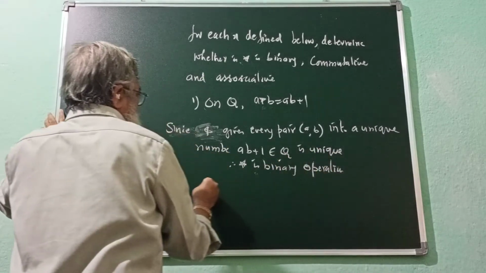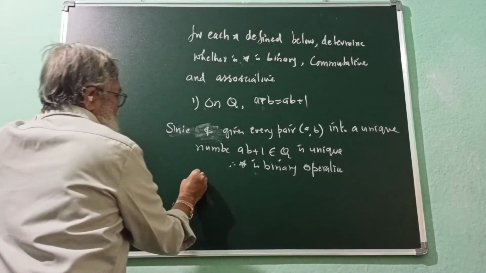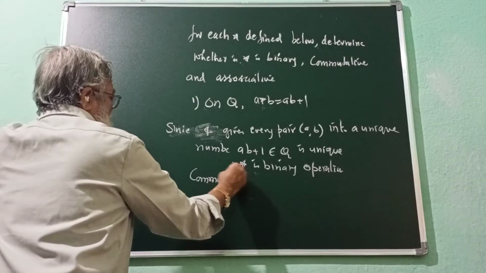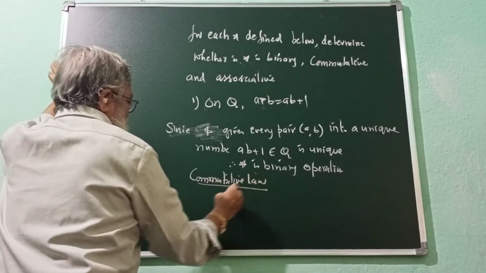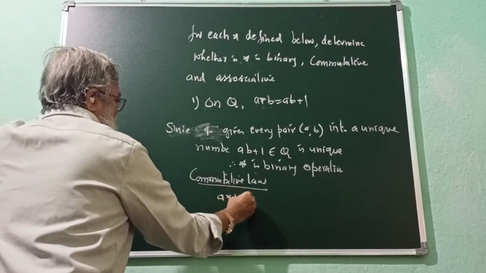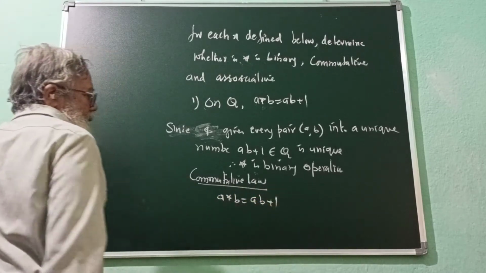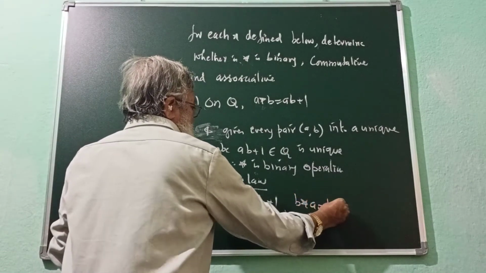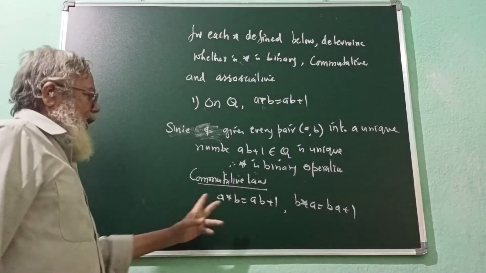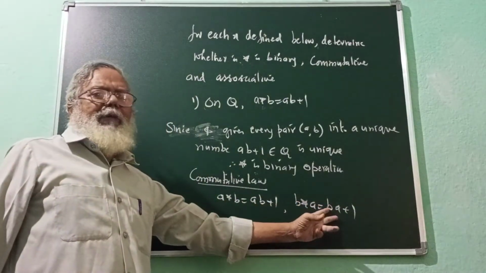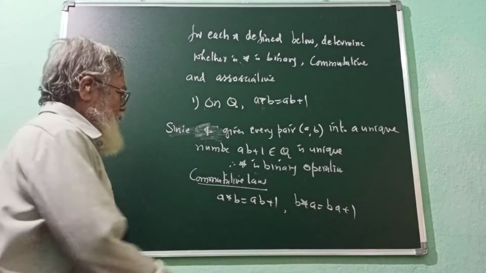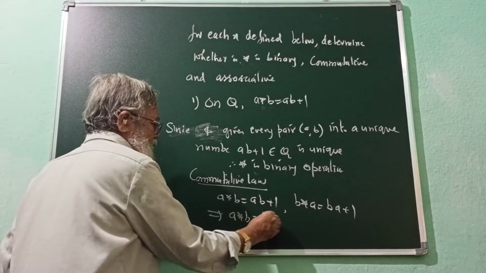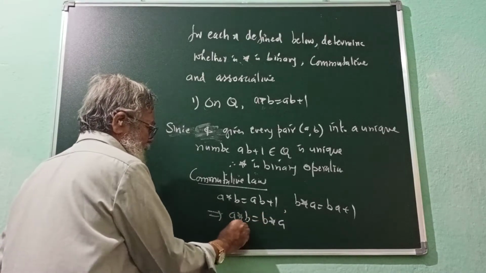Now let us check up for the commutative law. If you operate A star B, it will be AB plus 1. Now again, for B star A, that is BA plus 1. But we observe that AB plus 1 and BA plus 1 are the same quantity. So from this we can write A star B is equal to B star A. Therefore, star is commutative.